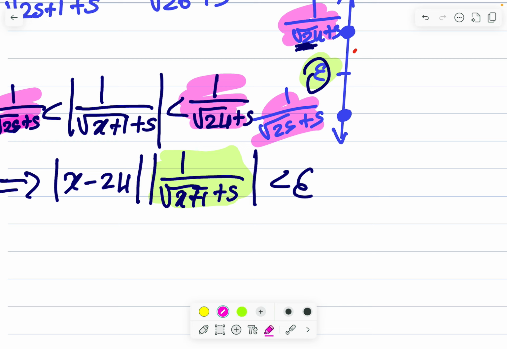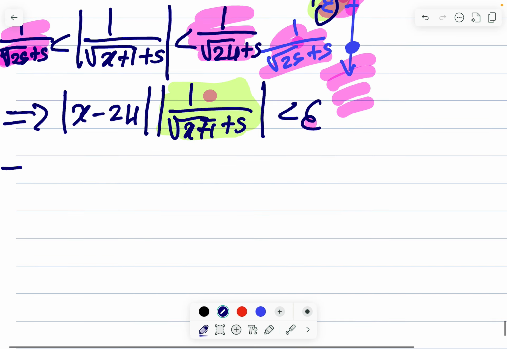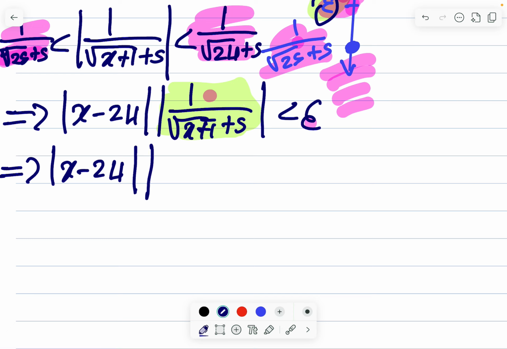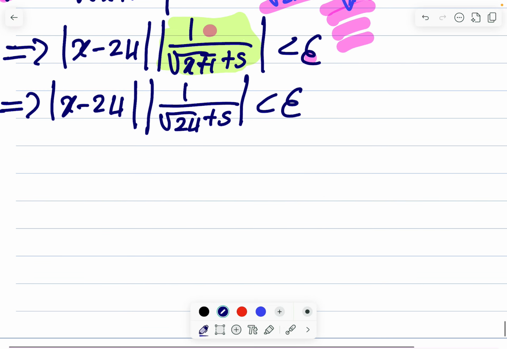If I take this one and say it's less here, I'm talking about this side. If I take this one, and say it's less than some delta, it means it is within this range and is including my some delta, the one that I want. It means I'm taking that one. So I'm going to have x minus 24, which is my goal, times the absolute value of 1 over square root of 24 plus 5, is less than some delta. So I can see now I can divide by that.